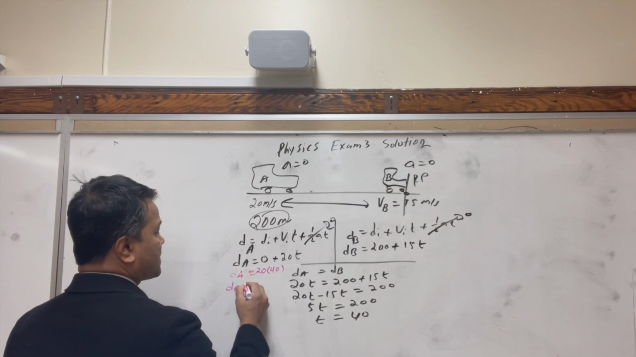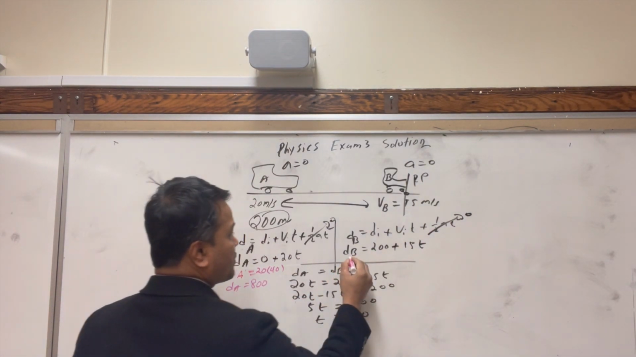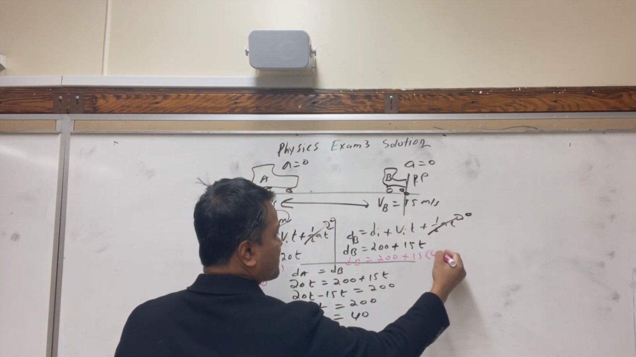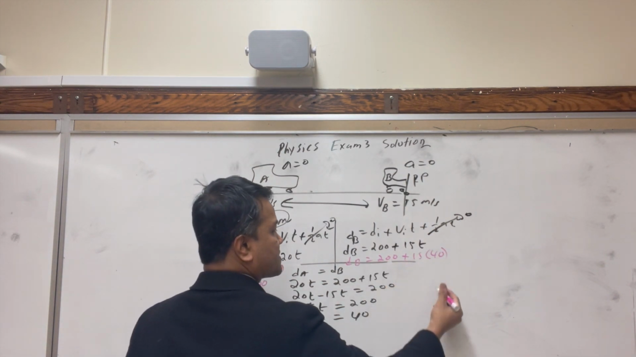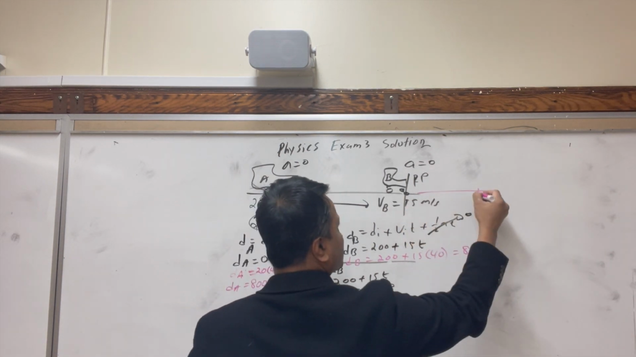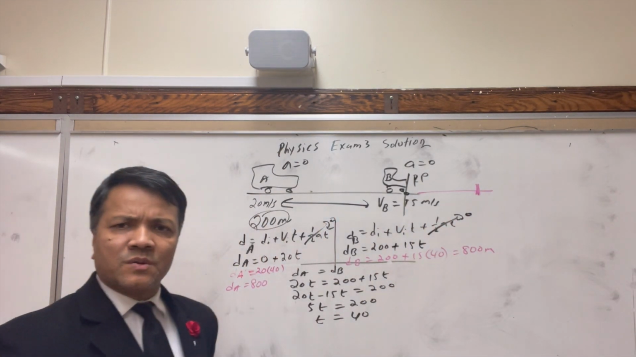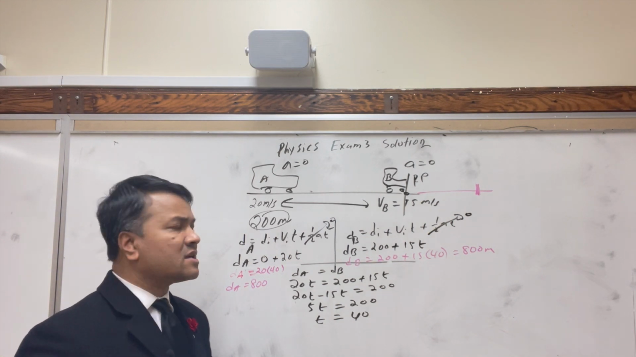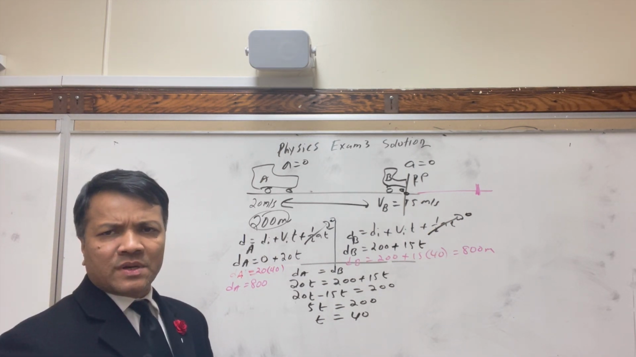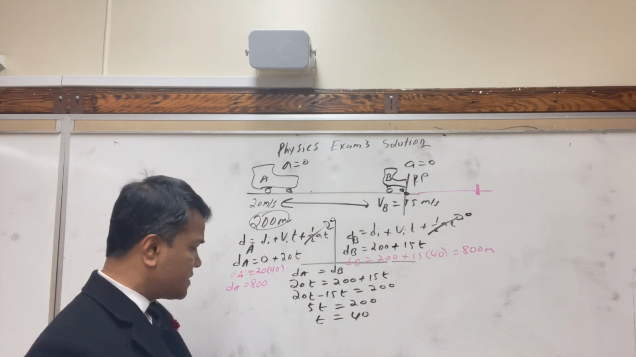So dA is 800, and dB is also going to be 15 times 40, so 200 plus 600, also 800. So they're going to meet somewhere over here. Okay, so at 800 meters, they will meet together. So the answer to question number 1 is, of course, 800.